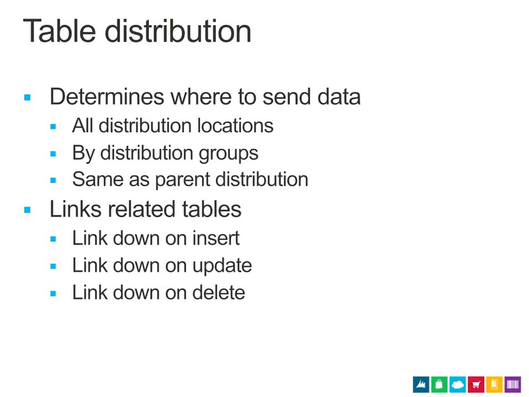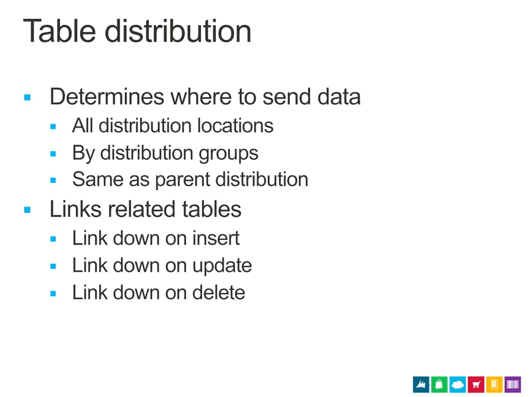And then the same as parent distribution, as you build this hierarchy, and I'll show you that later, is basically saying this table is sent along with its parent. So whatever you have, like the invent table, and the child is, for example, the invent dim. It just goes along with the invent table record.